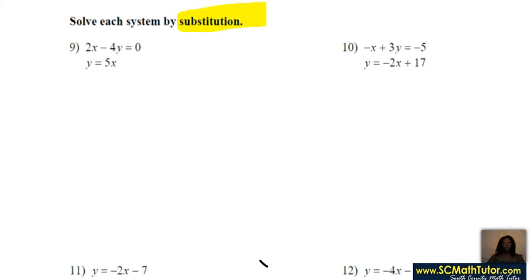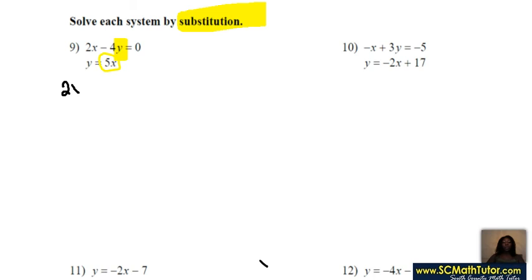Okay, so substitution method. You want to do substitution if one variable is solved. So, for example, right here, you have y equals 5x. So one variable is solved, it is by itself. So what you're going to do with substitution method is that you are going to substitute. So y equals 5x. It gives you what y equals, 5x. So substitution means plug in. So wherever you see y in one equation, you're going to replace with 5x from the second equation.